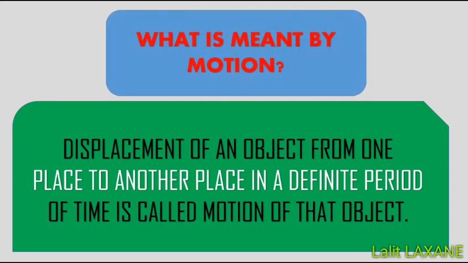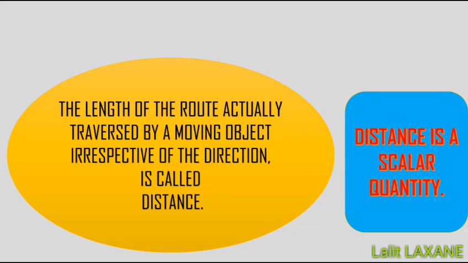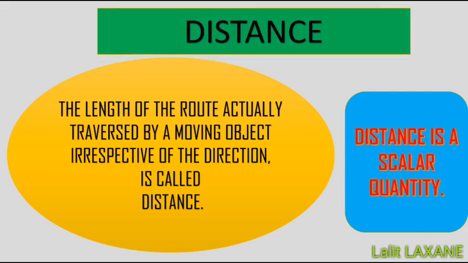What is meant by motion? Displacement of an object from one place to another place in a definite period of time is called motion of that object. Distance. The length of the route actually traversed by a moving object, irrespective of the direction, is called distance. Distance is a scalar quantity.